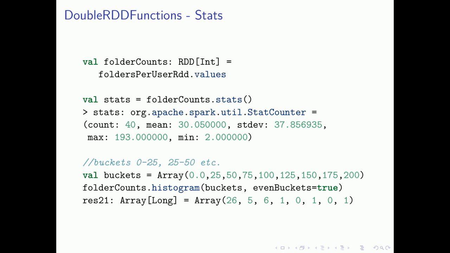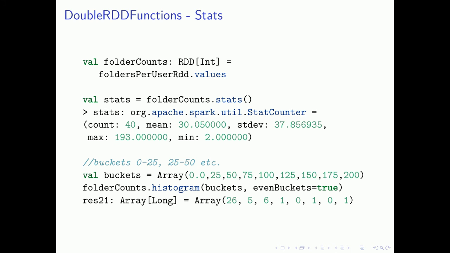And I can then check it out in a histogram to see what the actual distribution looks like. So I have this histogram function. I tell it what the buckets are. My first bucket is 0 to 25, 25 to 50. So 26 people were in the 0 to 25, 5 in the 25 to 50, and then 1 in the 175 to 200. And all those nice high-level functions that are built in.